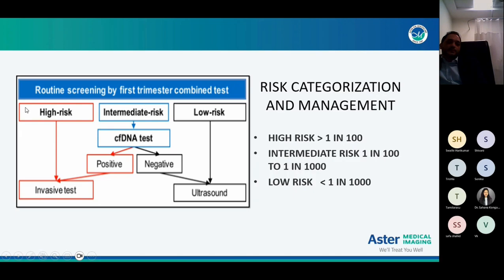So what to do when we get the screening test result like this? If there is low risk, nothing to do, just follow up with ultrasound in the anomaly scan. And if there is intermediate risk from the combined test, in such cases we can offer the patient the cfDNA test, that is NIPT. If it is negative, then just go for routine ultrasound. And if it is positive, then go for invasive test. If there is high risk from the combined test itself, then directly go for invasive test, that is diagnostic test.